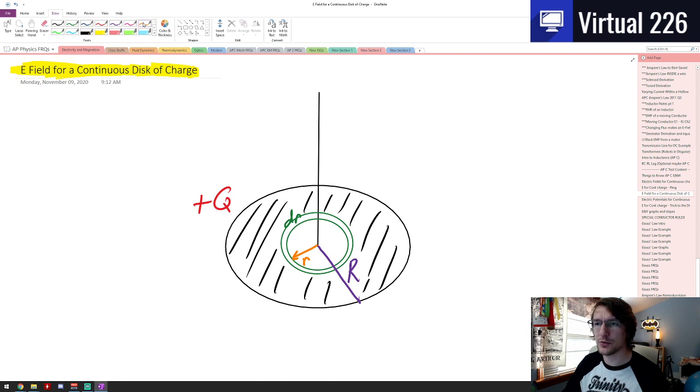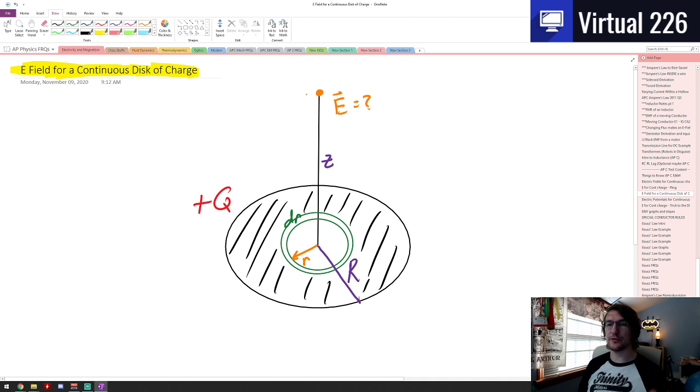And what we're trying to do here is figure out, at some point from the disk, and let's go from the center of the disk outward along some Z axis, if I come out to this point, what is the electric field out here? That's what we're going to try to solve in this video. Now, if you haven't seen it yet, go back and watch the electric field for a continuous charge distribution for a ring of charge. You need to watch that video in order to understand this one.